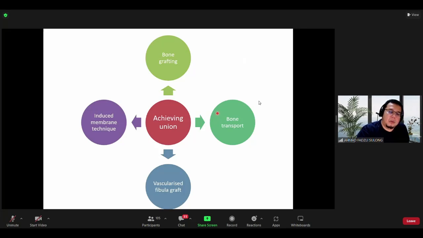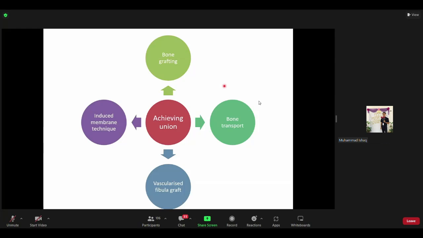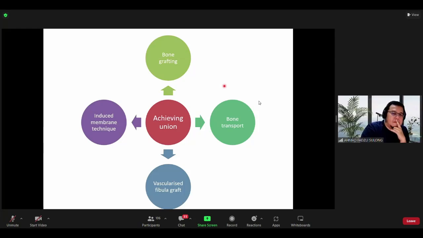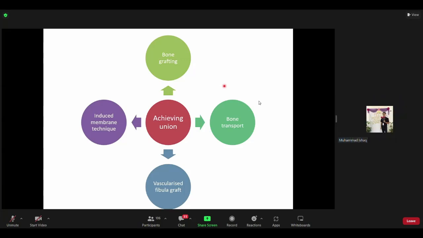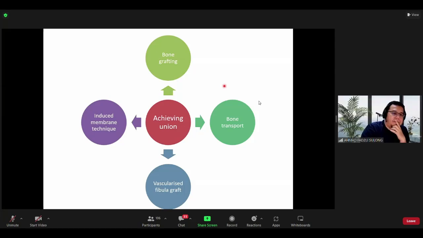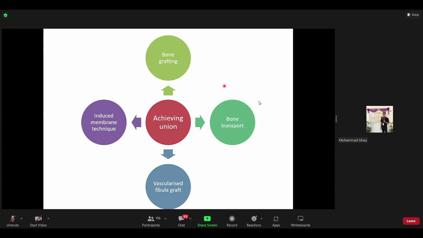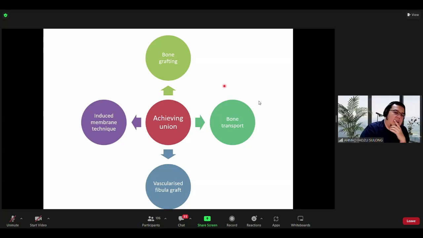Ishak, at Sasmat, at UIA, how do Prof Nazri and myself manage a septic non-union, the union part? What do we do? First, it depends on size. If it is less than 2 or 3, we can do a bone graft plus internal fixation. If more than 2 or 3, we do Elizarov bone transport. Usually we take 3. Less than 3, we can put bone graft. More than 3, we have to think about bone transport.